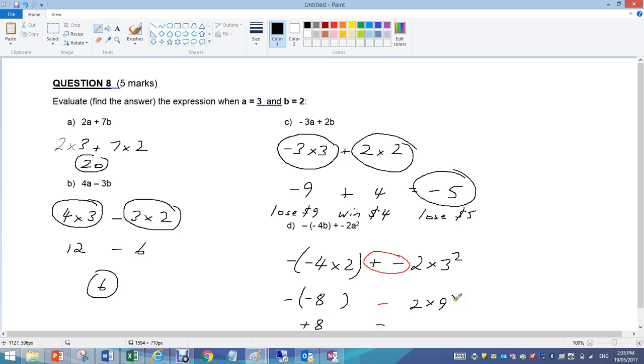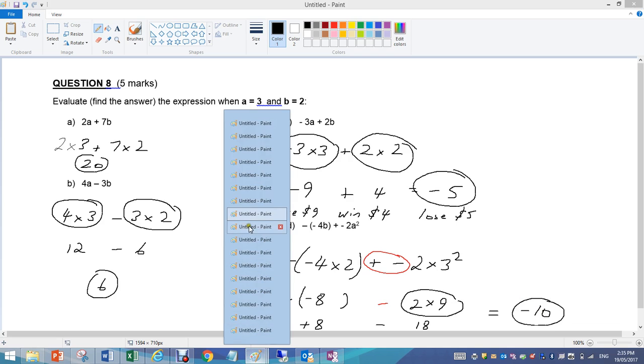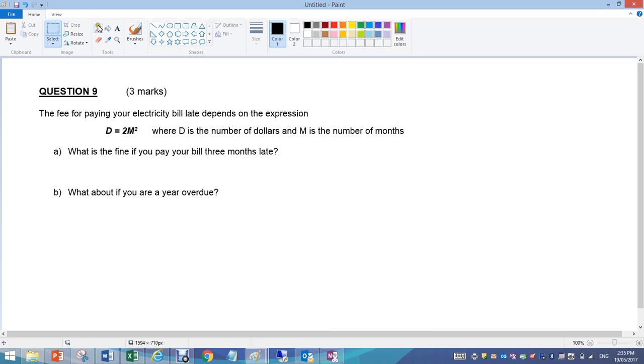Okay, nearly finished. So negative negative 8, 2 negatives make a positive. Take away, we've got to do the times first. 2 times 9 is 18. So it's plus 8 minus 18, so we won $8, we lost $18, so that means we're down by $10. That's the answer.